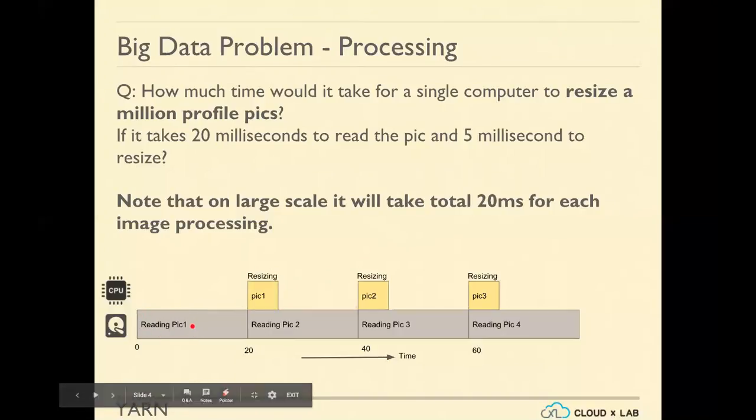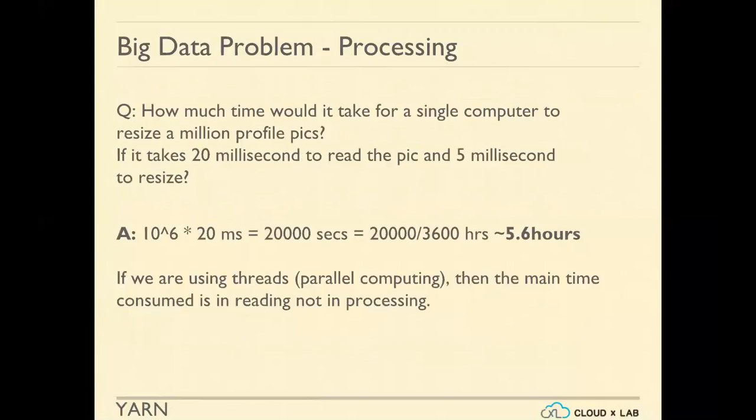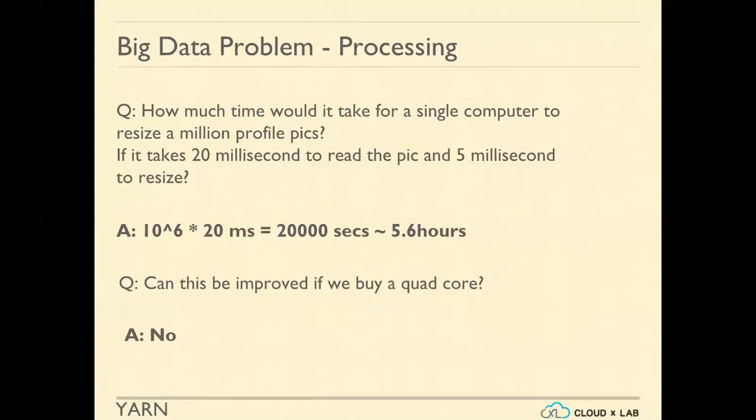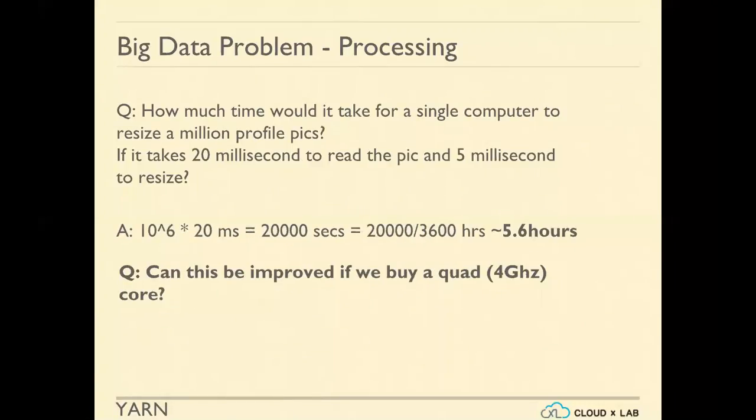The disk is the bottleneck, right? Because the overall time taken is independent of the time taken by the CPU. Therefore, the disk is the weakest link, the slowest link in the process. So the disk is what is consuming the time. So do you still think this can be improved if we buy a quad core? Yes and no?